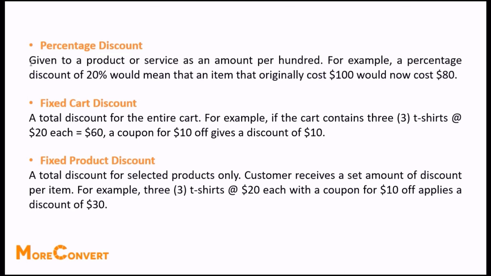The first one is percentage discount. This one is given to a product or service as an amount per 100. For example, if your total purchase costs $100 and I give you a 20% discount, you will save $20 and the total cost of your purchase would be $80. The next one is fixed cart discount, that is applied as a total discount for the entire cart.